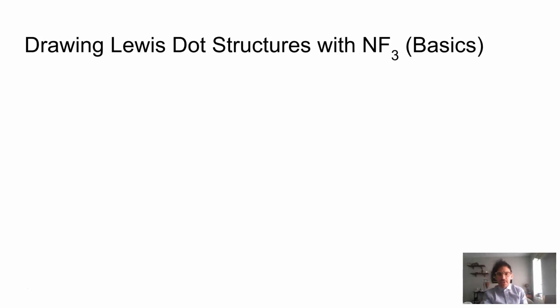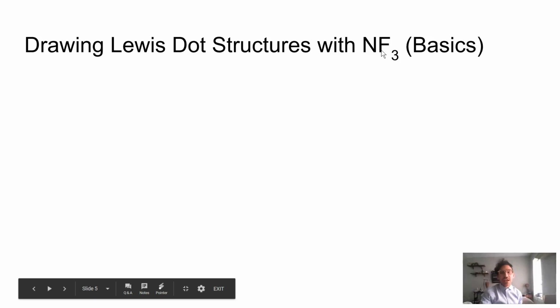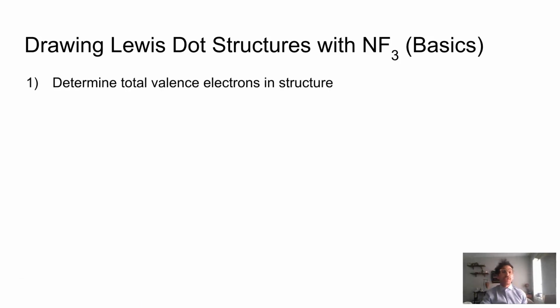Neat. So let's learn how to draw these dudes. And we're going to start with my homie NF3, nitrogen trifluoride. So first thing we got to do is determine the total number of valence electrons in the structure. So we're going to look at each one of the elements that's in the structure, and we're going to say how many valence electrons they have. We'll add them all up, and ta-da, we'll do it.